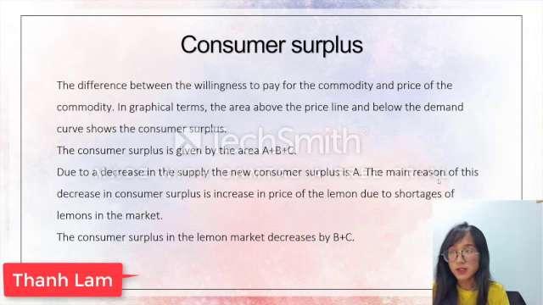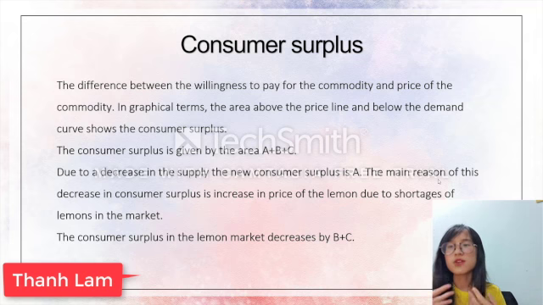Consumer surplus is the difference between the willingness to pay for the commodity and the price of the commodity. In graphical terms, the area above the price line and below the demand curve shows the consumer surplus. The consumer surplus is given by the area A plus B plus C. Due to the decrease in supply, the new consumer surplus is A. The main reason for this decrease in consumer surplus is the increase in the price of lemons due to the shortage of lemons in the market. The consumer surplus in the lemon market will decrease by B plus C.